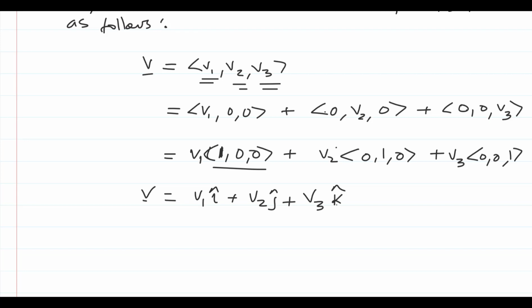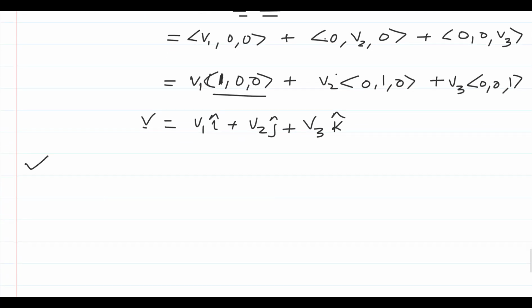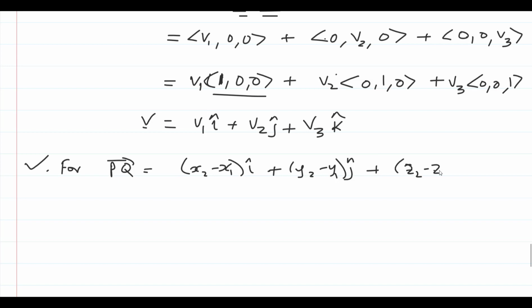So generally, if we are given another vector, for some vector, let's say PQ, which is (x2 minus x1) i plus (y2 minus y1) j plus (z2 minus z1) k. So remember, if this one is the ones and this one are the twos, then we can always subtract the coordinates, then we get the components, right?